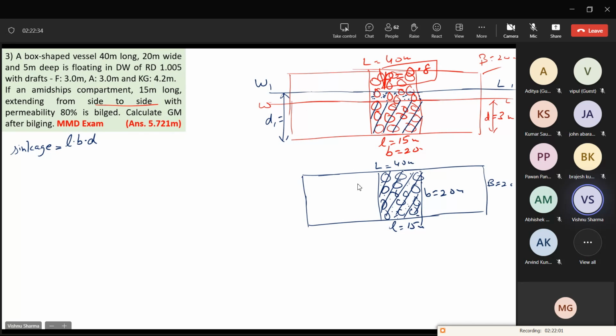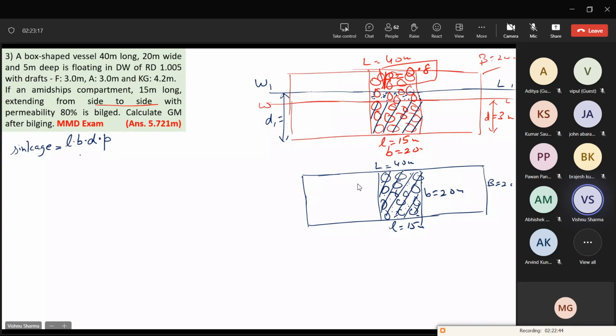Now the compartment has permeability of 0.8. So that means only 80% of this volume is available for the water to occupy. Full volume is not lost. So how much can be lost? Only that much of it that is allowed by the permeability. Lost buoyancy will be L B D into P. In the earlier questions, P was 1, so it became L B D in all the earlier questions that you did, right? Guys, please let me know if you have understood this. Yes, sir, understood.